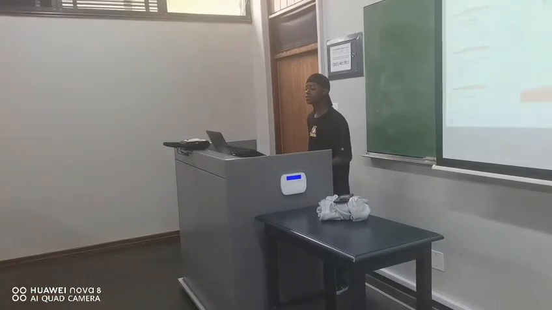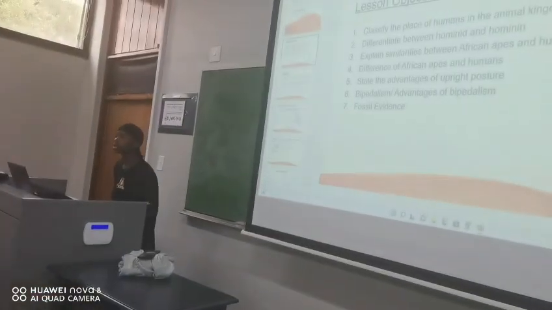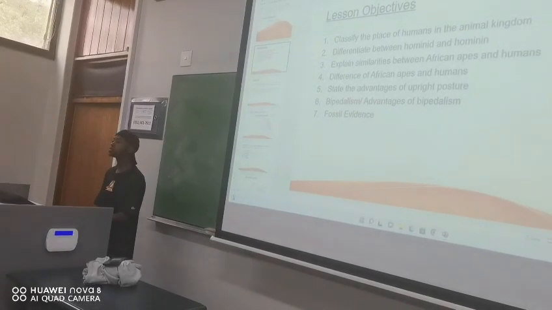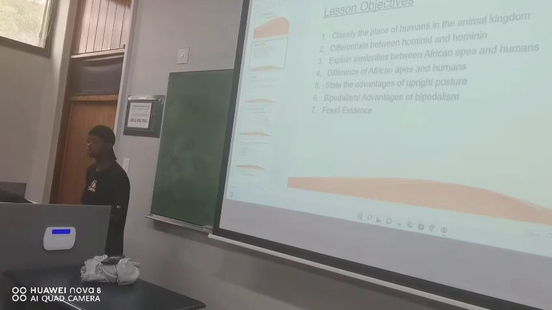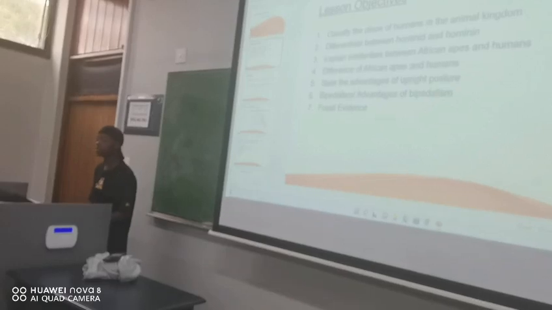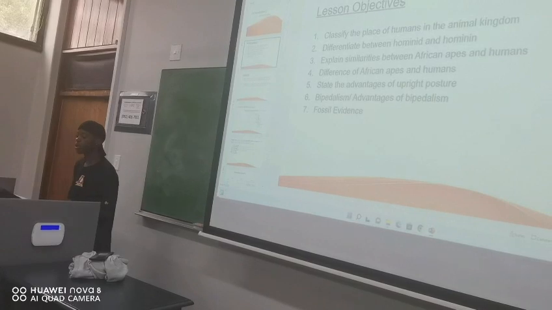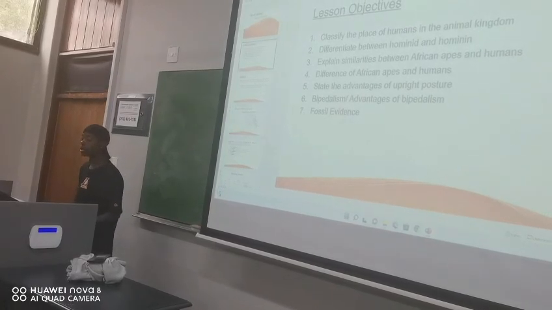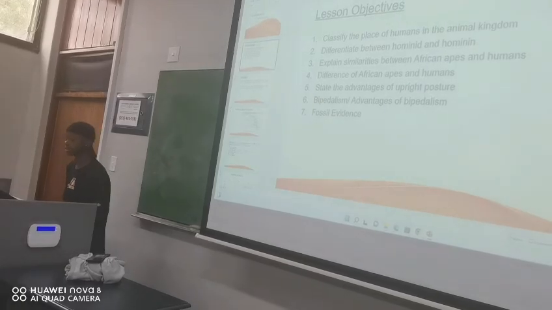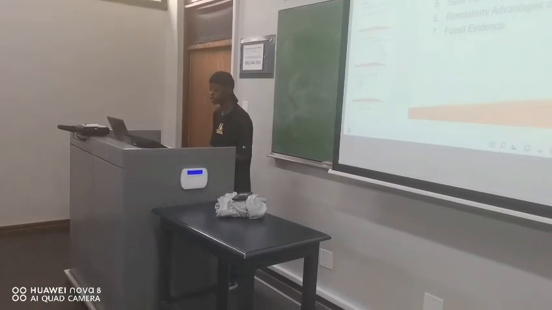By the end of this lesson, we'll be able to classify the place of humans in the animal kingdom, differentiate between hominoid and hominid, explain similarities between African apes and humans, differences of African apes and humans as well as the similarities, state the advantages of upright posture, bipedalism, and fossil evidence of how we came to a conclusion of evolution.